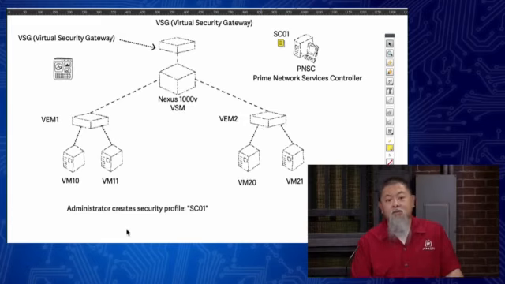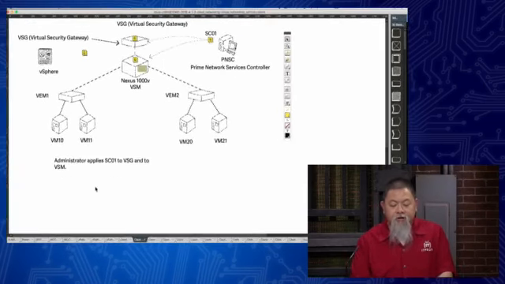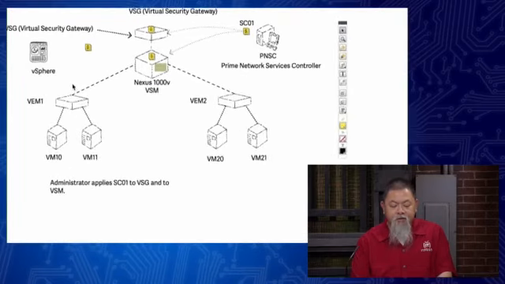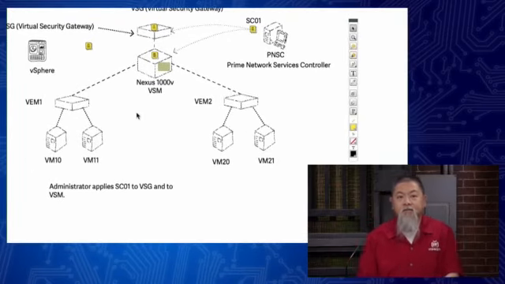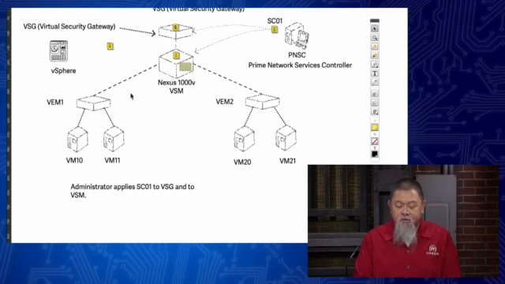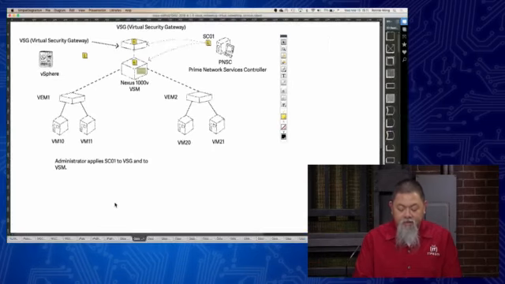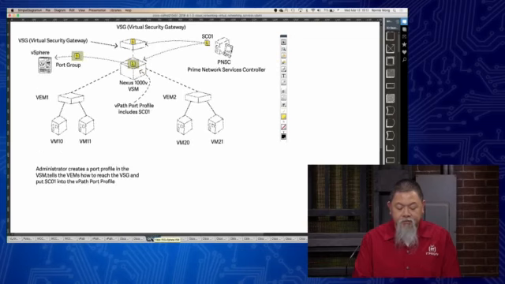Okay. So the administrator creates a security profile and they name it SC01. And when they do that, now they deploy it. And what they do is they push it out to the different devices. So what happens is, well, it goes up to the VSG that gets the part of that policy. The Nexus 1000V receives it, and the vSphere also receives it as well. So when they apply it, it actually gets sent and applied to both the VSG and to the VSM, which is very important.